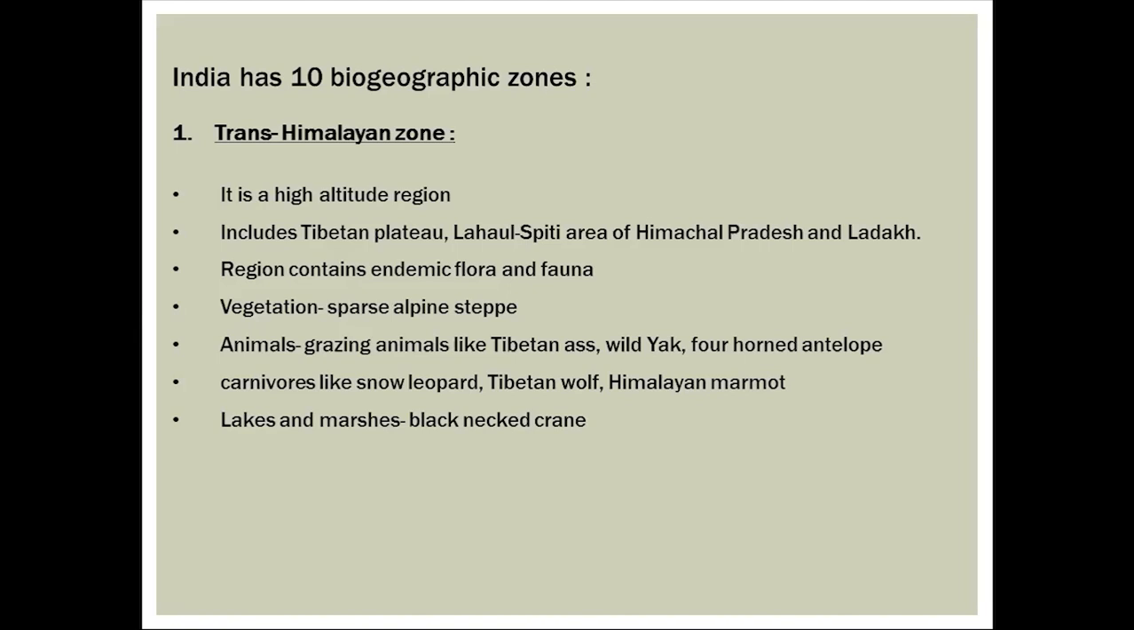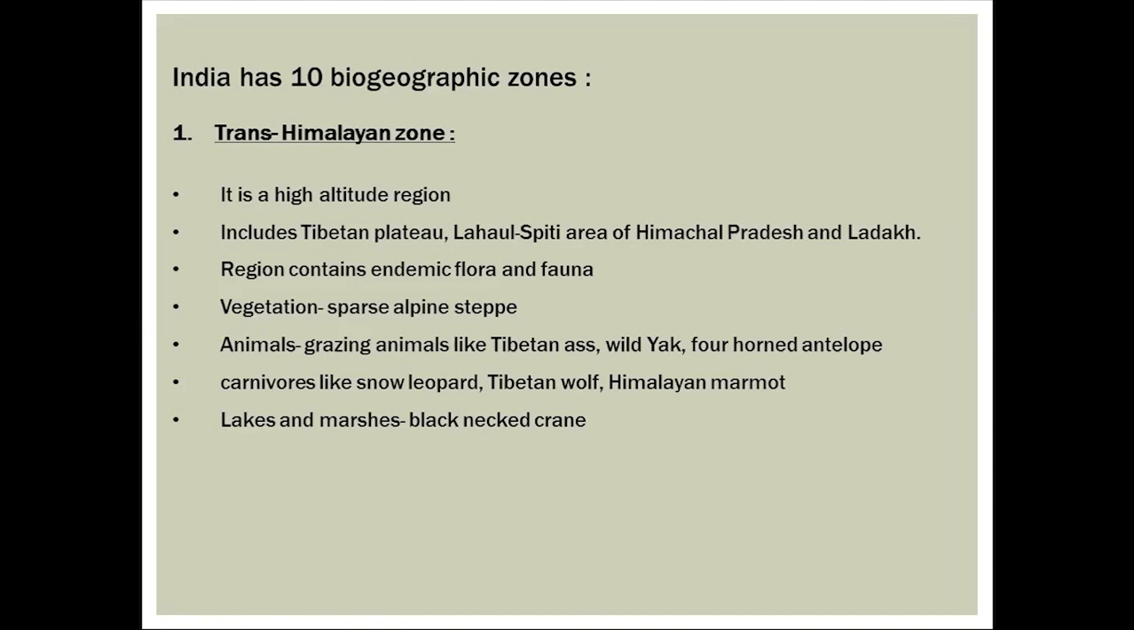And endemic species of plants and animals can be found in this region. So, flora means plants and fauna means animals. Endemic means they are found only in a particular region or area. There is high endemism in this zone. Now the vegetation here is sparse alpine steppe. Alpine vegetation means that which is found in mountains, and steppe is a wide grassland. A little bit of alpine steppe vegetation can be found in this zone.